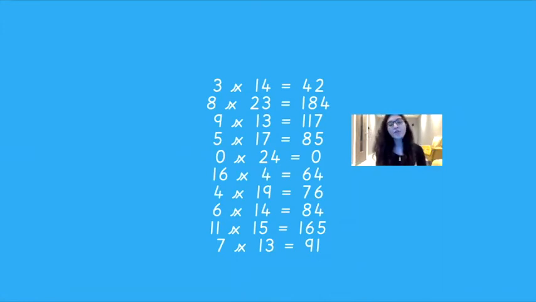We have 3 times 14 equals 42, 8 times 23 equals 184, 9 times 13 equals 117, 5 times 17 equals 85, 0 times 24 equals 0, 16 times 4 equals 64, 4 times 19 equals 76, 6 times 14 equals 84, 11 times 15 equals 165, and finally 7 times 13 equals 91.